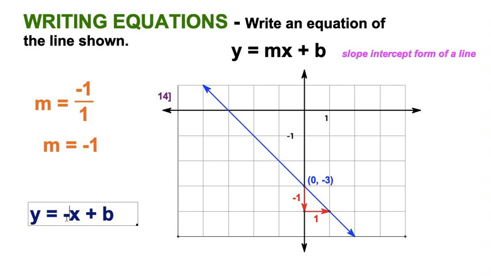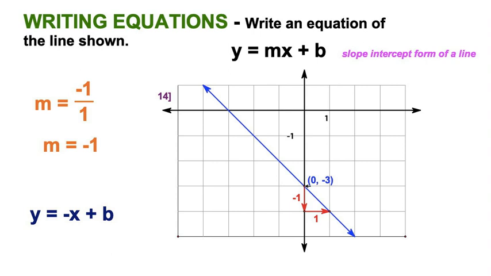Down 1 over 1. That's got a slope of negative 1. And of course, we're going to find the intercept. The intercept simply means where it crosses the y-axis.